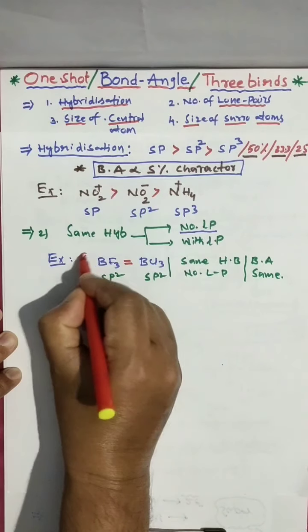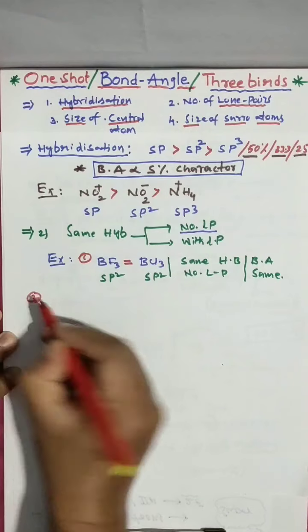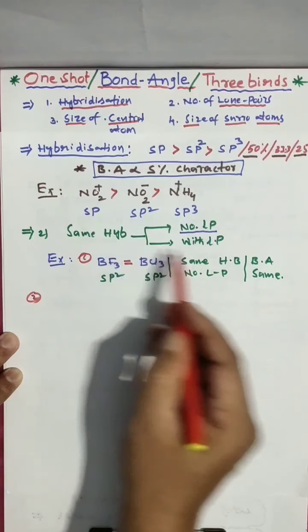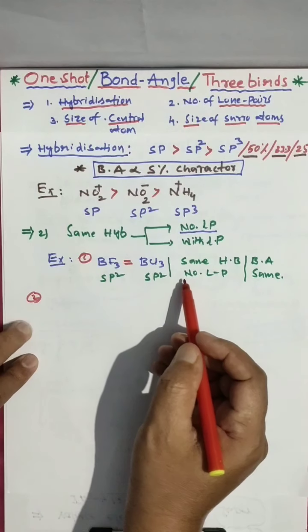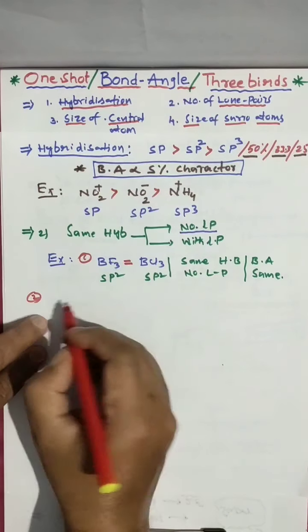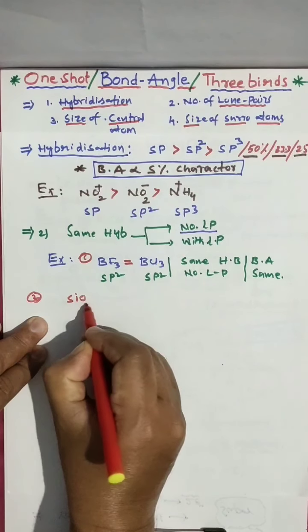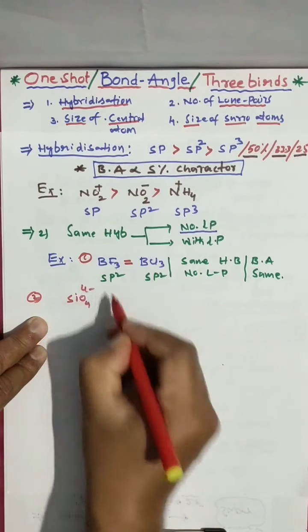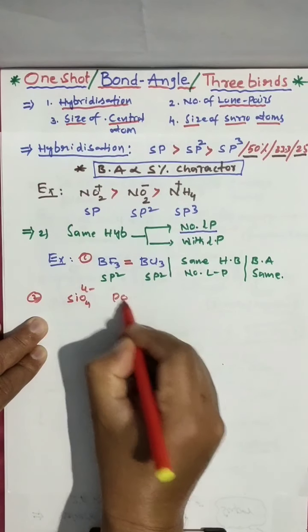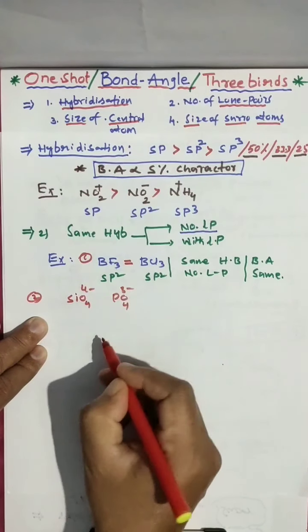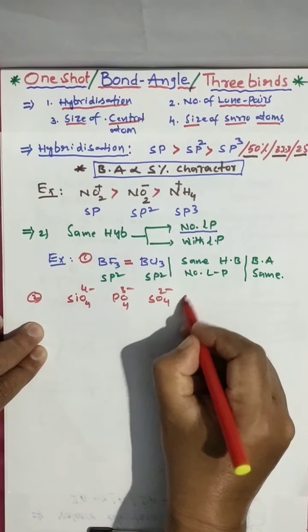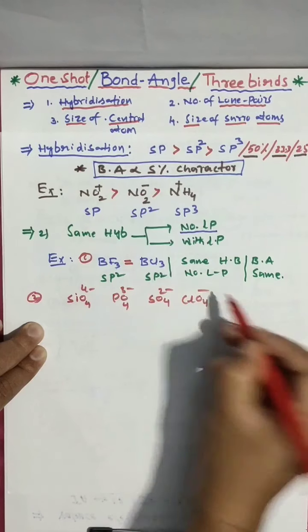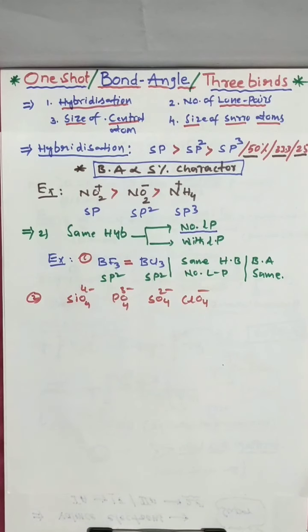Go for condition number 2: same hybridization with lone pairs. Another example I will give for this. Same hybridization, lone pair. Go for another example: SiO4 4 minus, PO4 3 minus, SO4 2 minus, ClO4 minus. This is the given bond angle order.